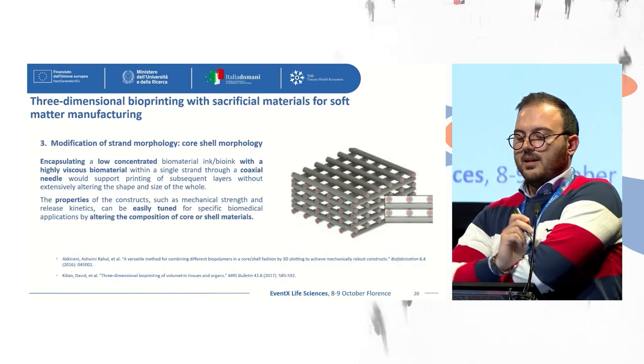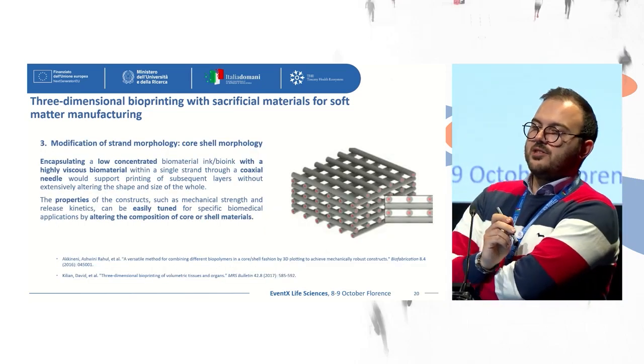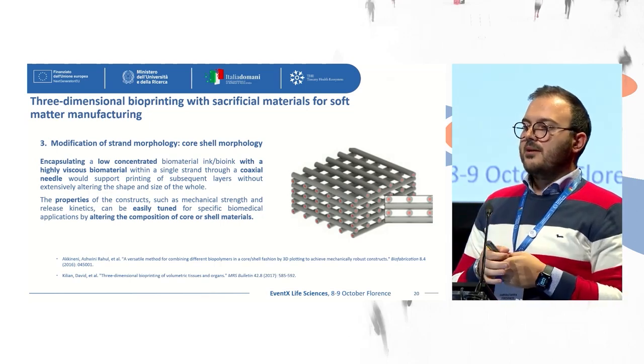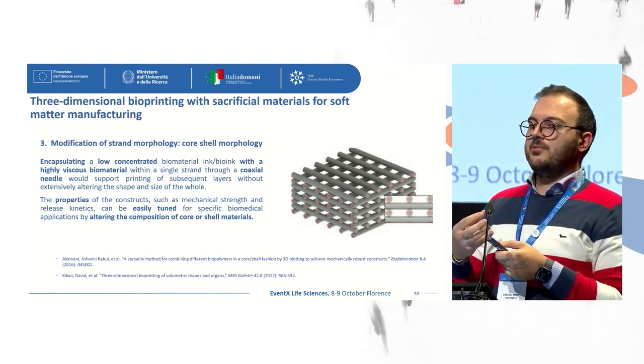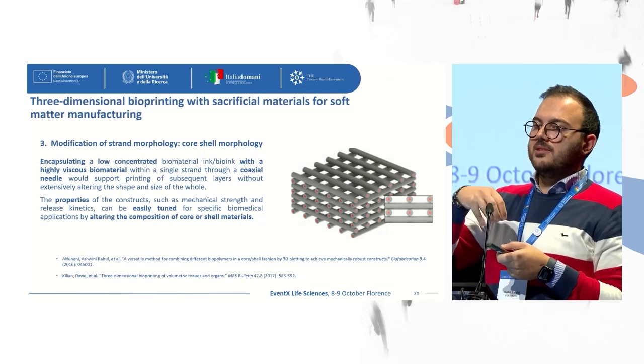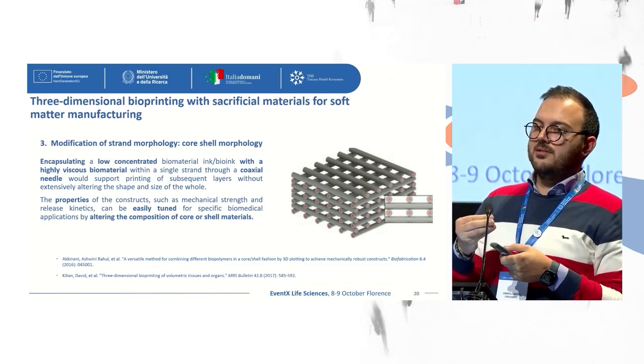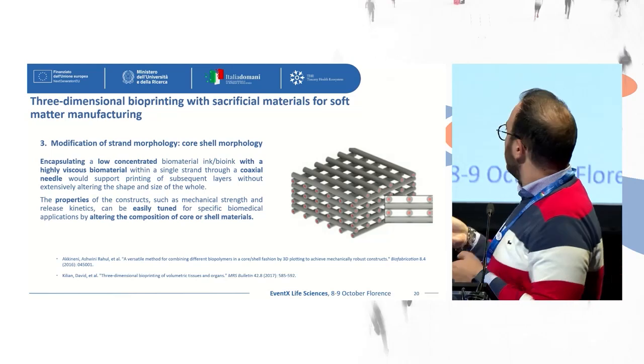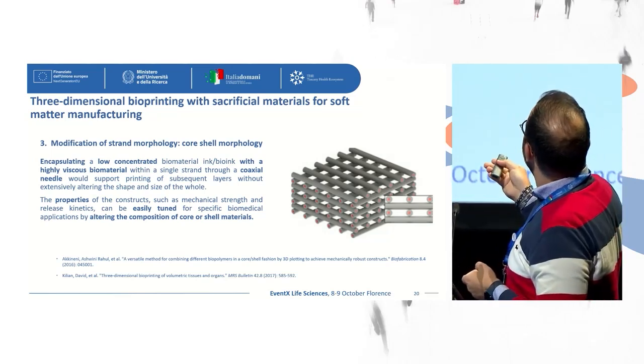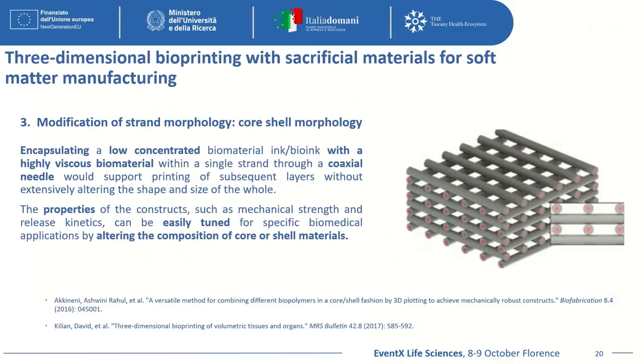And then the last approach is the core shell approach. In this case we have a coaxial needle, so we are extruding in the same moment two different materials. One is the inner core and one is the outer core. You can see it here. We have a red part inside and a gray part outside. So you have to imagine that we have a coaxial needle and we can extrude in the same moment two different materials. In this way we can, for example, obtain a cavity inside this material.